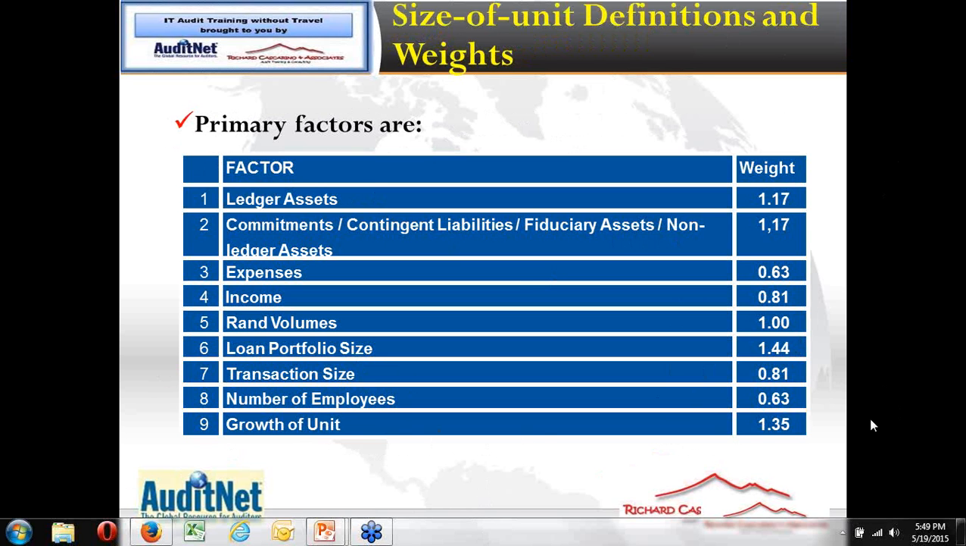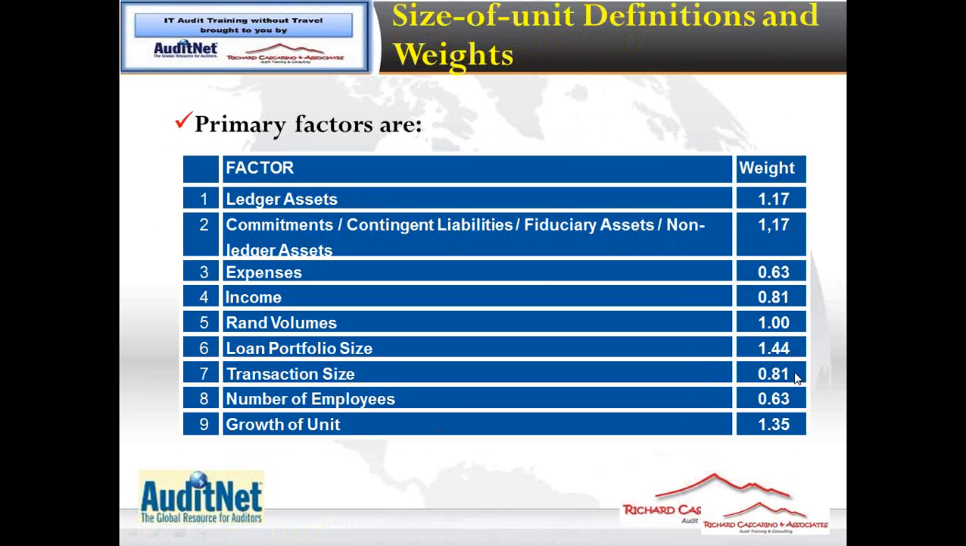Next risk after that was growth of unit. The faster the unit grows and the bigger it grows, the more likely it is to outstrip its control functions. Then they were worried about the ledger assets and commitments, contingent liabilities, etc. Then came down to the actual cash volumes. Then it dropped down to transaction size and income, and then finally the number of employees and the expenses. And those were size of unit.